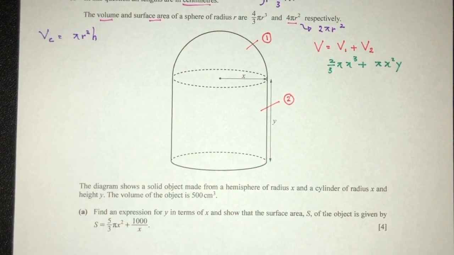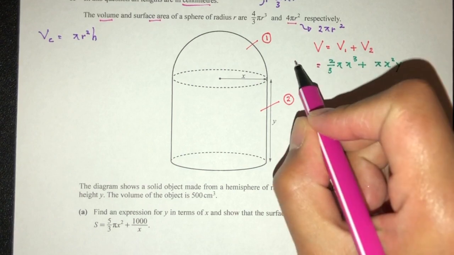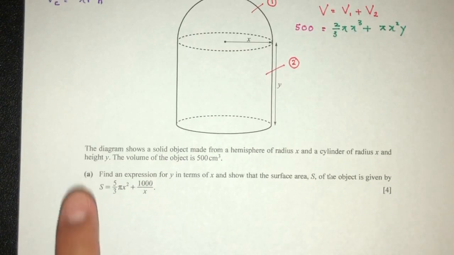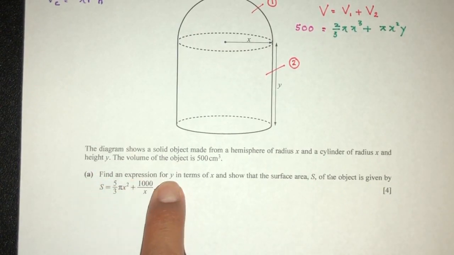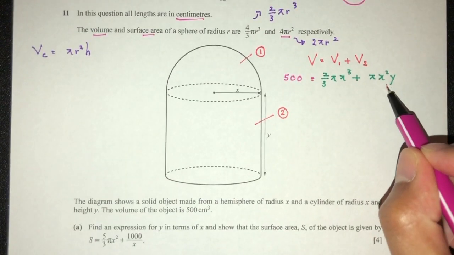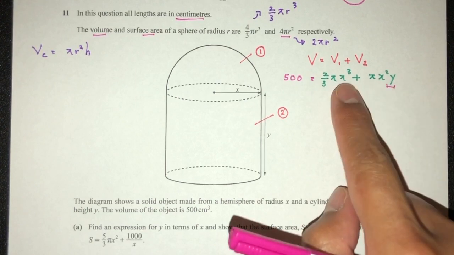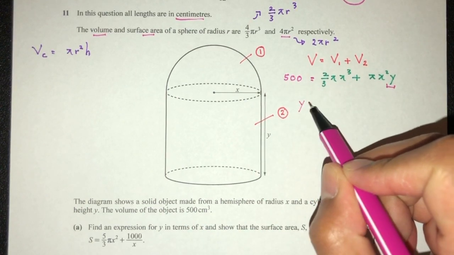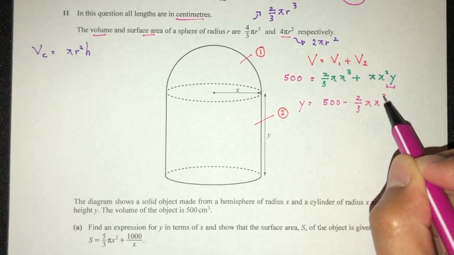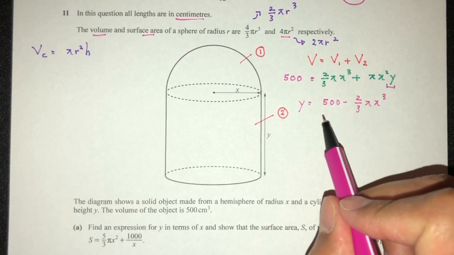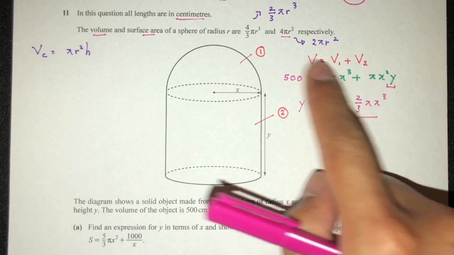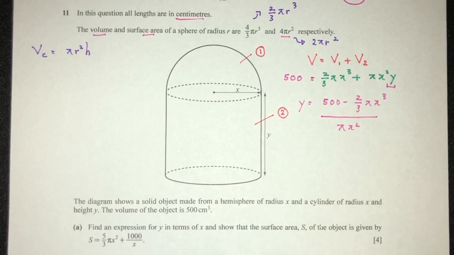Now let's simplify. We know the volume is given to you as 500, right? You can see the volume is 500. Now for part 1, we have to find an expression for y in terms of x. So make y the subject of the formula. So here we have y, and we have to make this the subject. One by one, let's first send this one over here. You will have y is equal to 500 minus 2 over 3 pi x cubed, and then divide, obviously, by pi x squared, right? So first you send this over here, then divide by this to make y the subject.